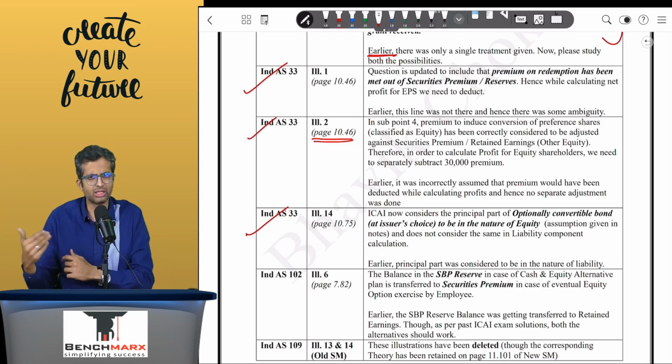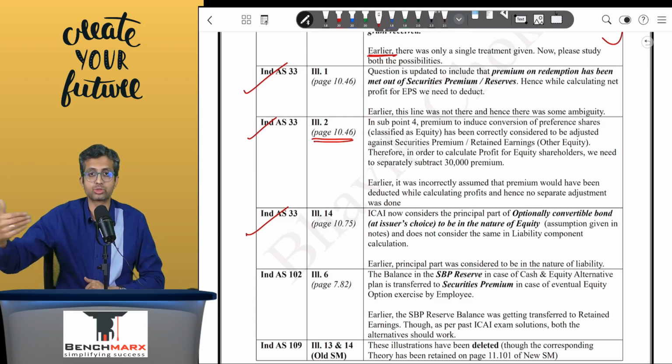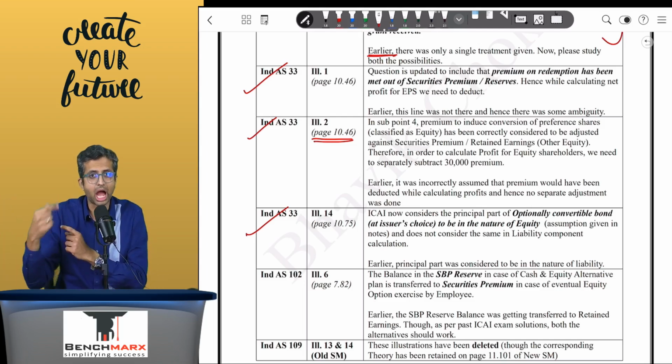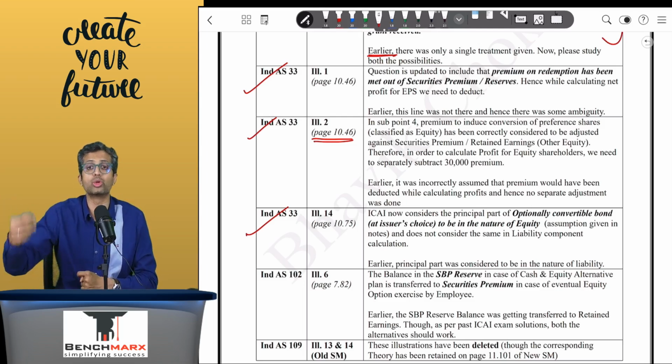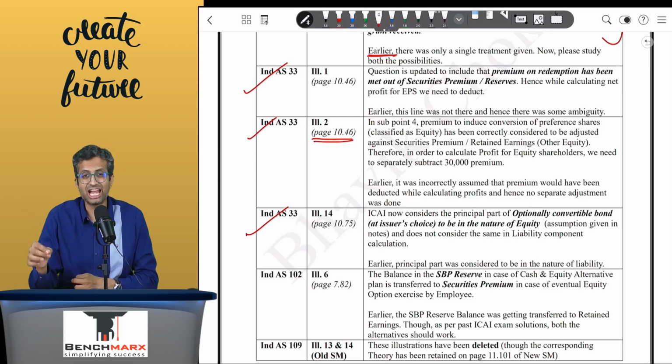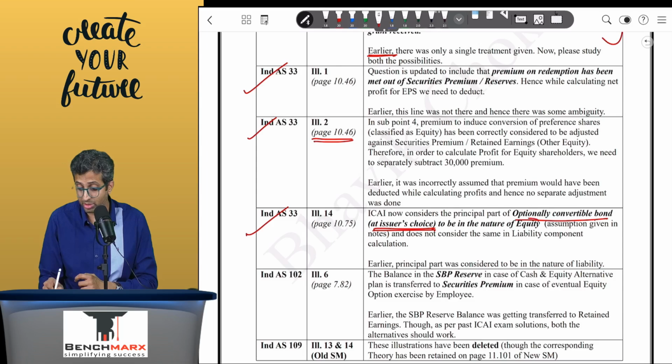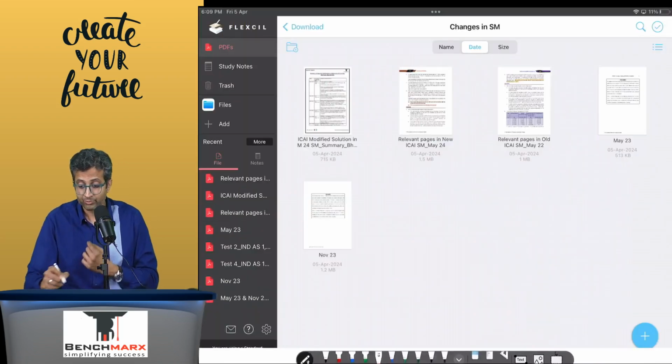Can the issuer decide that? Well, yes. If the issuer assumes to settle in equity shares, then I don't have any contractual obligation to deliver cash on the principal, and in that case this principal will not go into the liability component measurement. As a result, ICAI now considers the principal part of an optionally convertible bond, which is convertible at issuer's choice, to be in the nature of equity, as an assumption given in the notes, and does not consider the same in liability calculation, and hence your answers change to that extent.